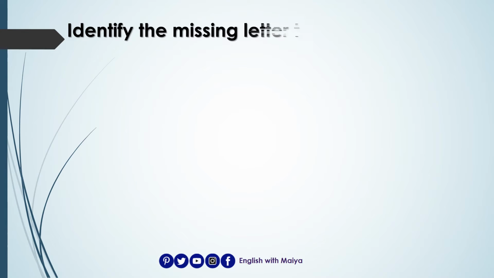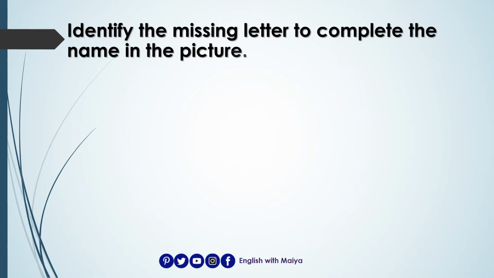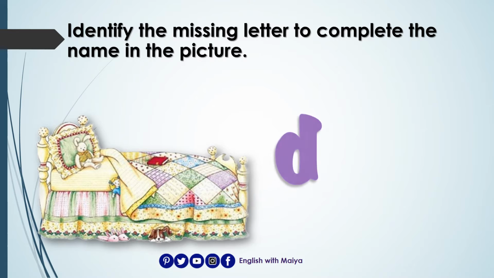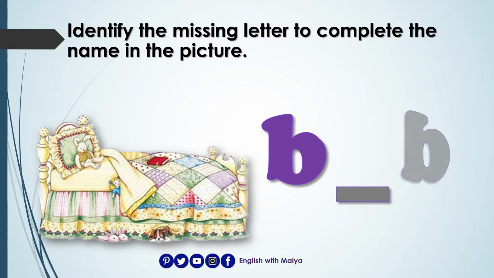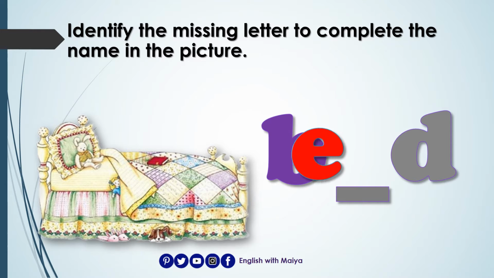Identify the missing letter to complete the name in the picture. You have 10 seconds to identify the missing letter. 10, 9, 8, 7, 6, 5, 4, 3, 2, 1. Time is up. The missing letter is E. B, E, D, bed.